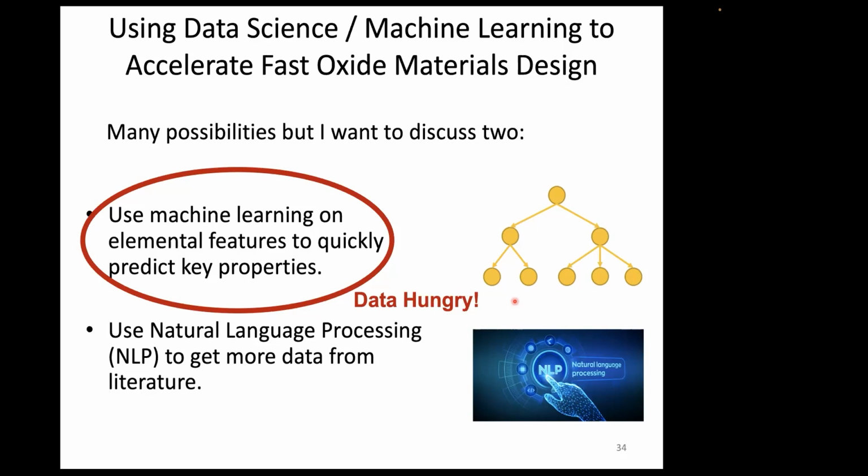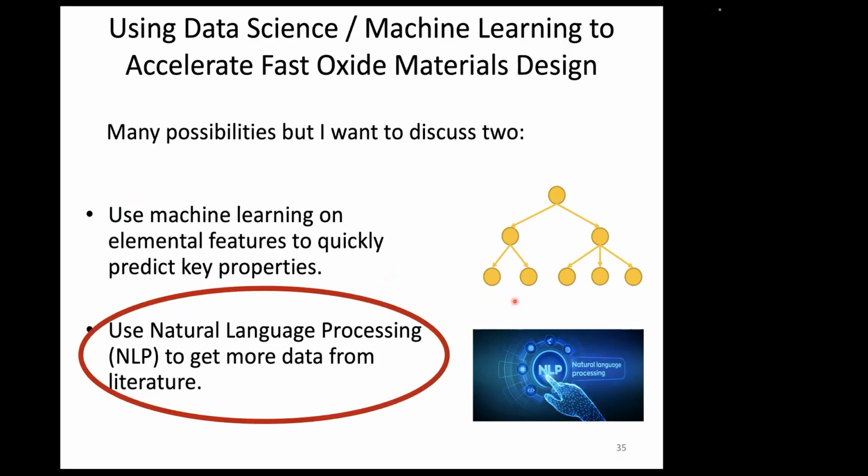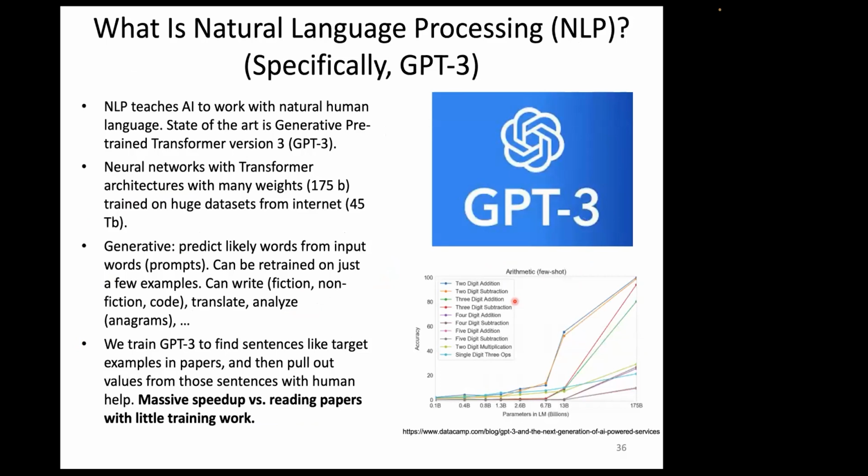So one of the things we're excited about is, can we use natural language processing to automate that process? And I just want to talk about some very preliminary work, but stuff I'm excited about to explore that. So first, what is natural language processing? Natural language processing is just an area of machine learning and data science that teaches basically artificial intelligence tools to work with natural human language. For example, the text in scientific papers.